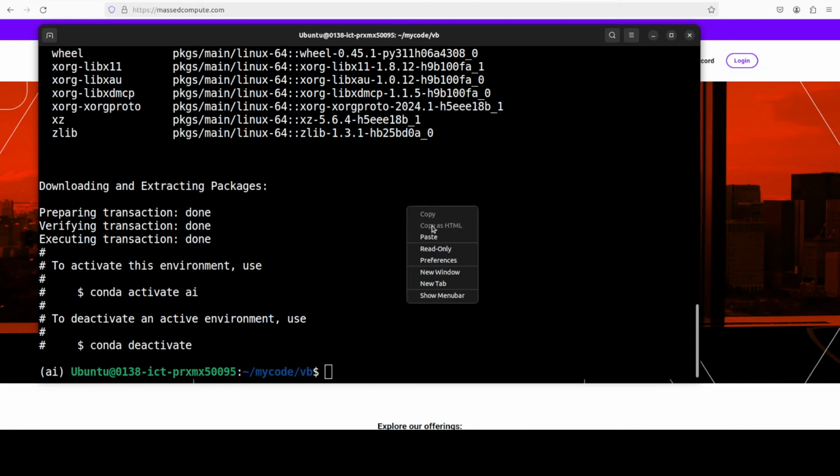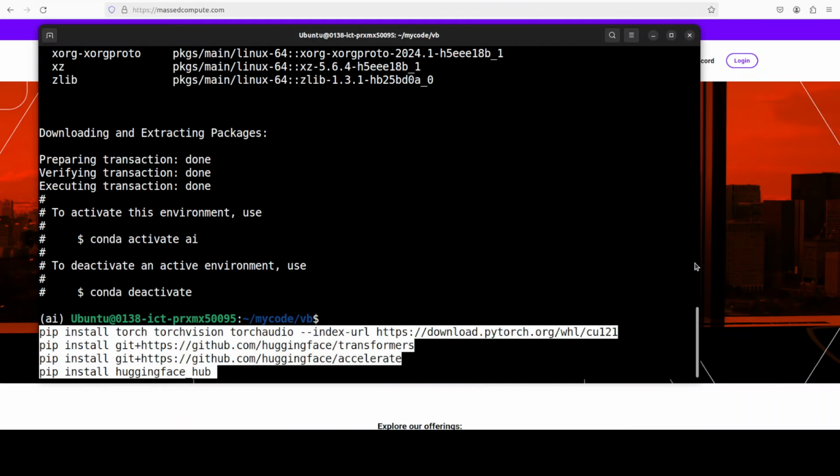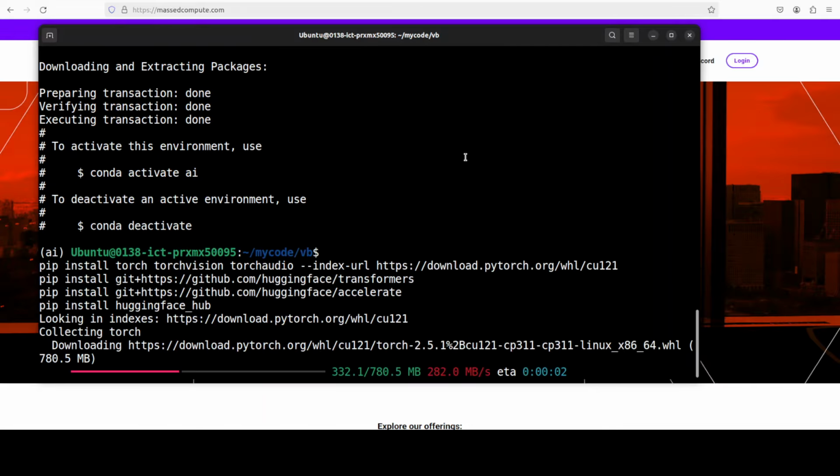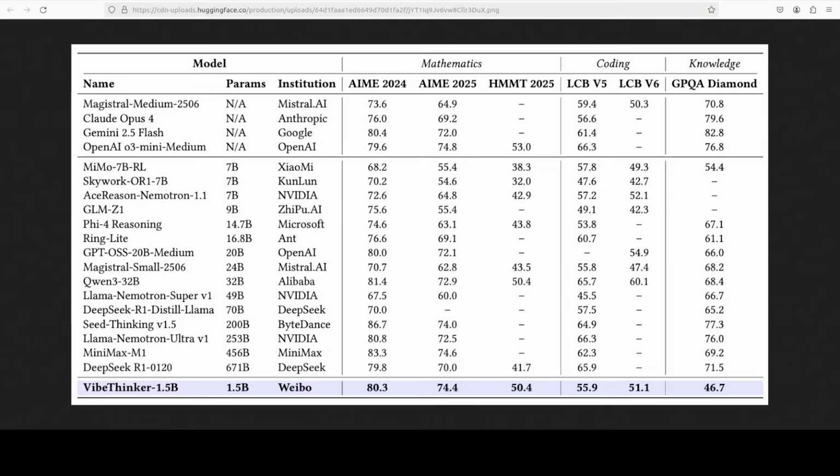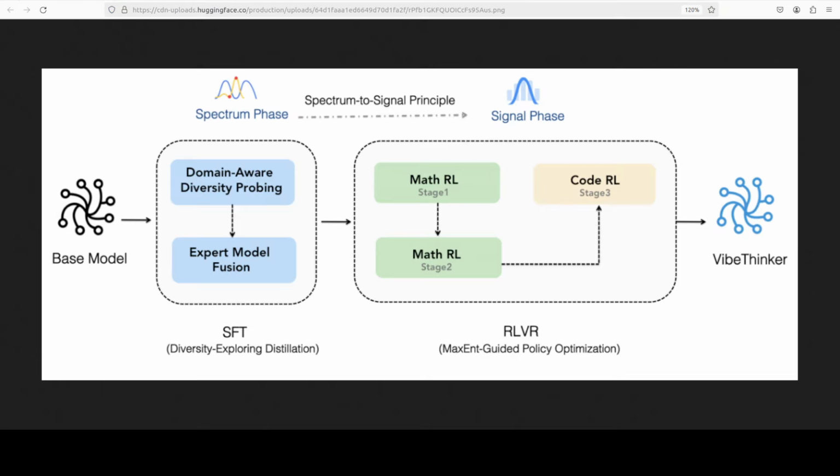And the virtual environment is created. Let's install all the prerequisites, which primarily means Torch, transformers, and Hugging Face Hub. This is going to take a couple of minutes. While that happens, let's talk a bit more around its training and architecture.